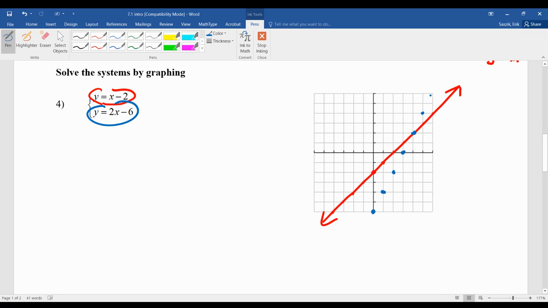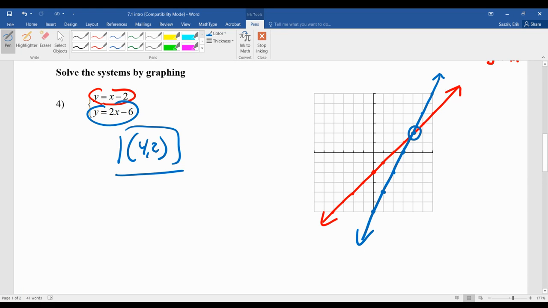Let's go a couple more. And there is my second line. You should graph both the lines. And of course, that is the point of intersection. Now, what is that? 1, 2, 3, 4, up 2. So 4, comma 2. Okay? So there's only one solution. That's where the lines intersect.